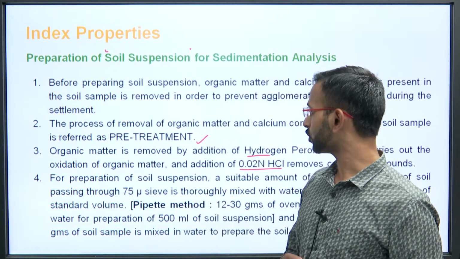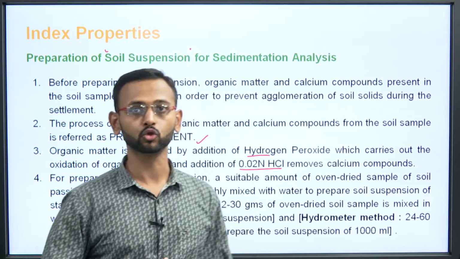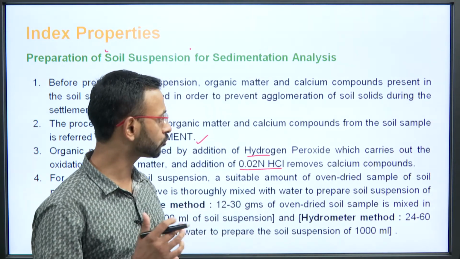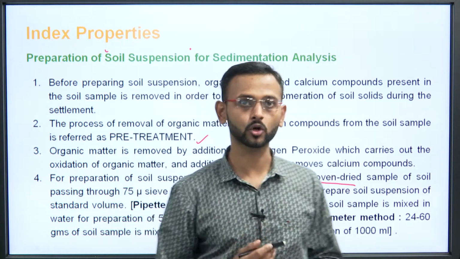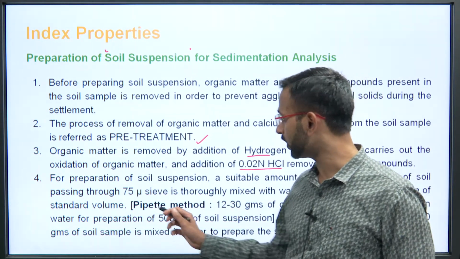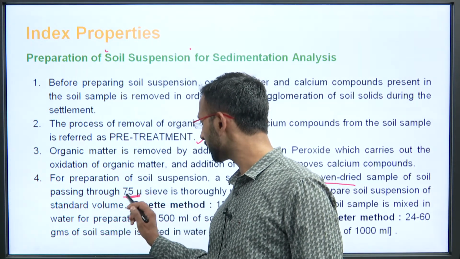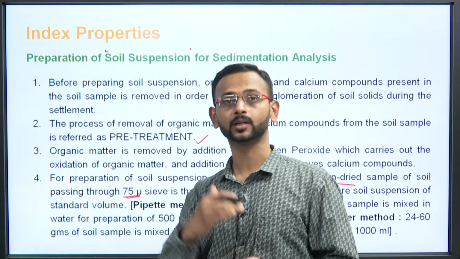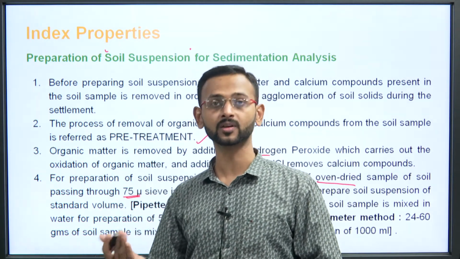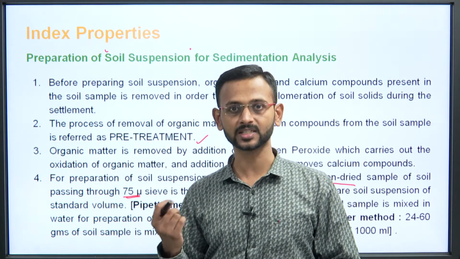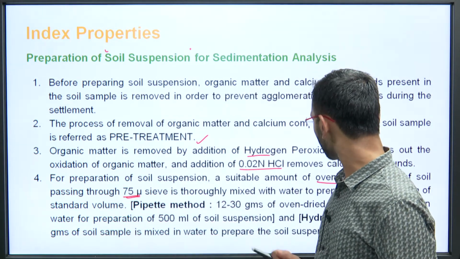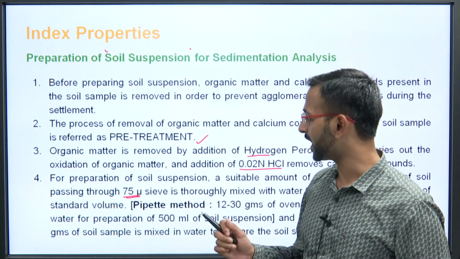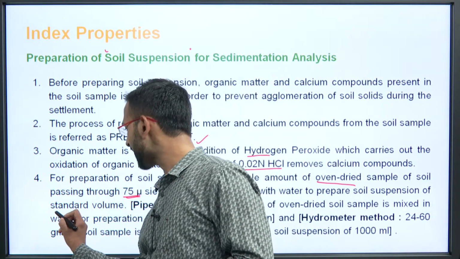And for preparation of the soil suspension, a suitable amount of oven dried sample of soil, we are taking the oven dried sample of soil passing through 75 micron IS sieve, because the retained over 75 micron IS sieve has already been analyzed by sieve analysis. So, it is thoroughly mixed with water to prepare soil suspension of standard volume. What is the standard volume here?